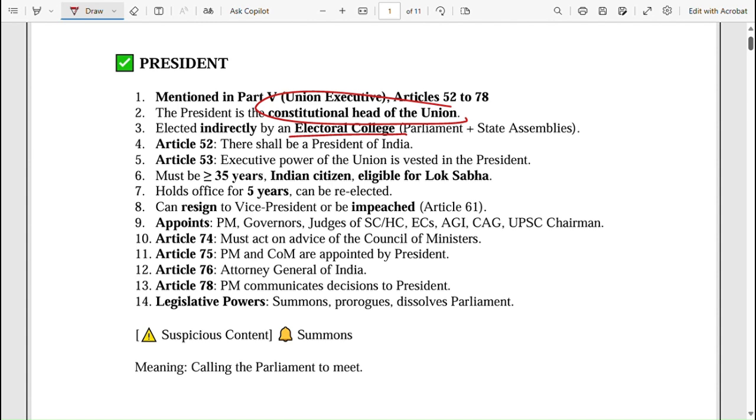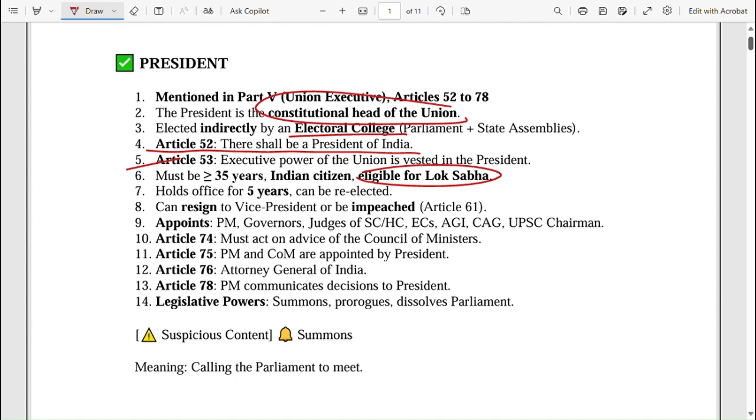Article 52 says that there shall be a President for the nation, that is India. Article 53 says the executive power of the Union is vested in the President. So, if a ruling government wants to exercise some policy or rules in society, the prior recommendation of the President is required. Also, the age should be 35 and above, and the person should be a citizen of India and eligible for Lok Sabha election as well.